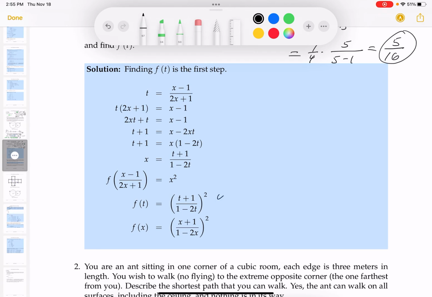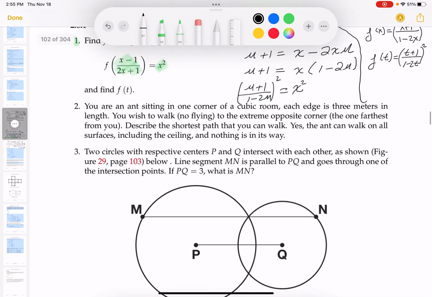And I'm seeing it. Now, they made a different substitute. They made a substitute t to begin with, but that's fine. So, x plus 1 over 1 minus 2x, quantity squared. All right, we got that.